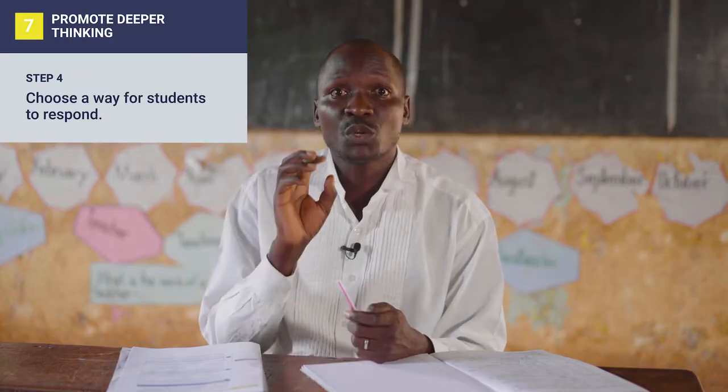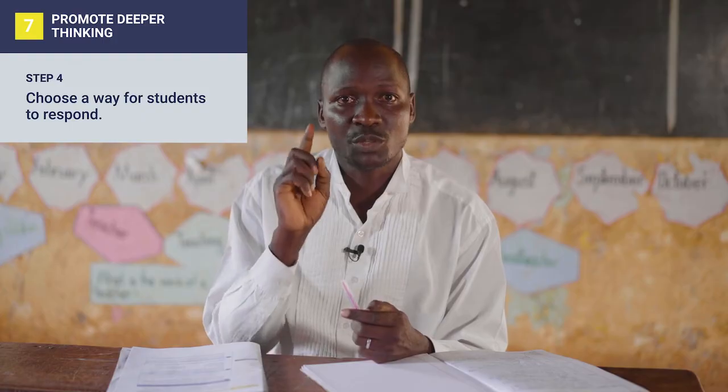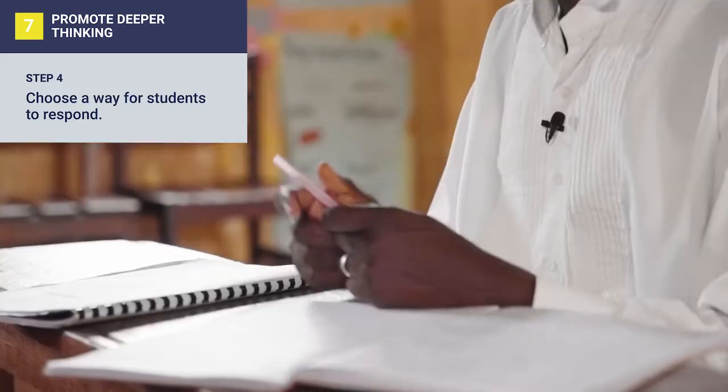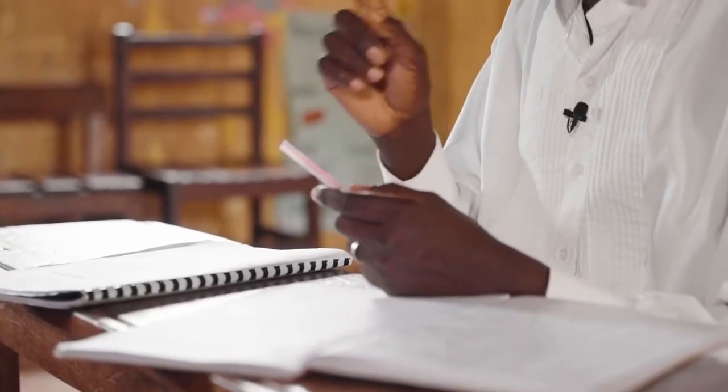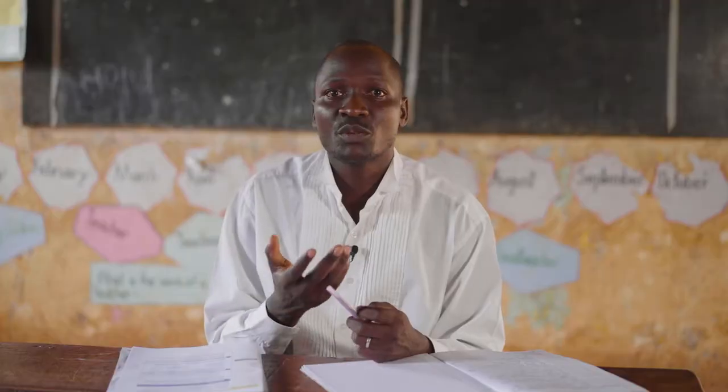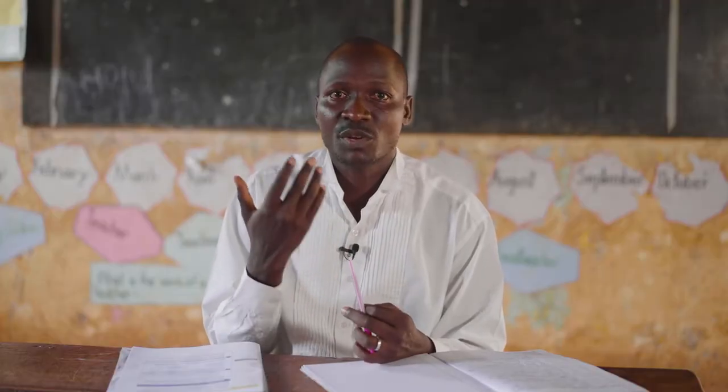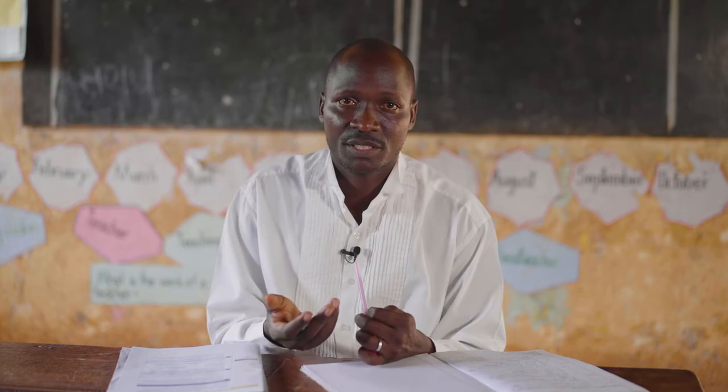Step 4 is to choose a way for students to respond. Once you have completed the first activities in the lesson, the pupils should have enough knowledge to discuss my questions in pairs. So I think I will choose turn and talk. I will give students 2 minutes to talk to their neighbor about why humans cut down trees in their area.